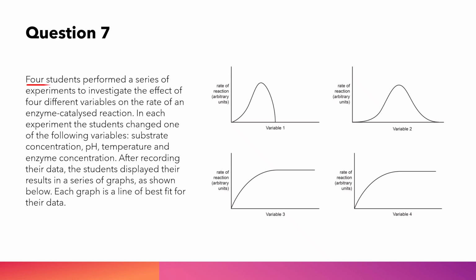4 students performed a series of experiments to investigate the effect of 4 different variables on the rate of an enzyme-catalyzed reaction. In each experiment, the students changed one of the following variables: substrate concentration, pH, temperature, and enzyme concentration. After recording their data, the students displayed their results in a series of graphs, as shown below. Each graph is a line of best fit for their data.